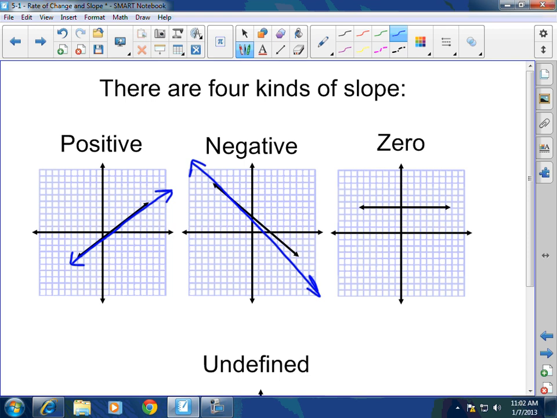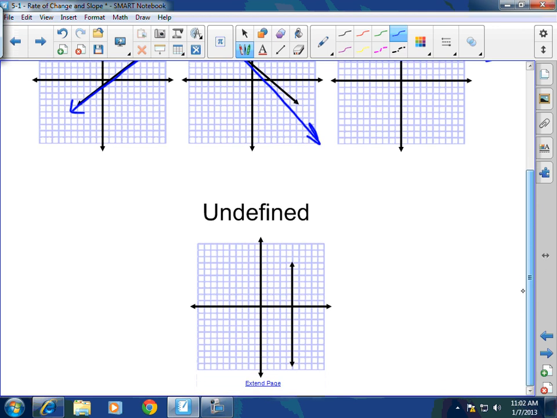A zero slope is a y equals equation, and that just goes through the y value. It never touches x. It's a horizontal line, going through that y value forever, never hitting the x. And then you have an undefined slope. Now, this is very tricky. This is a straight line. Yes, it is. Most people will say, but that's linear, Mr. Morrow. No, it's not. Why is it not linear?